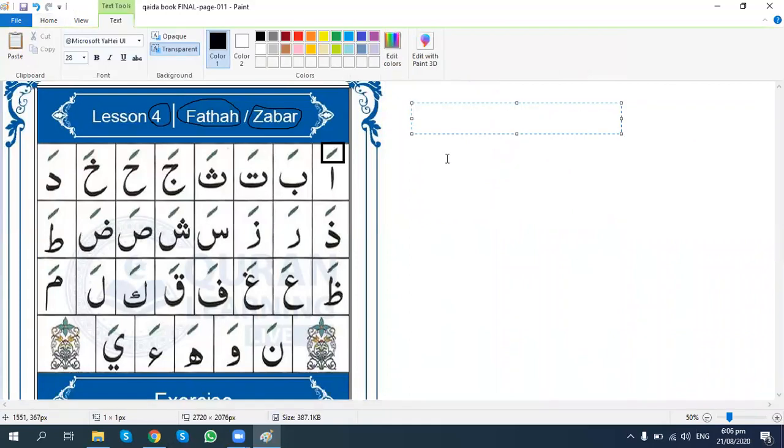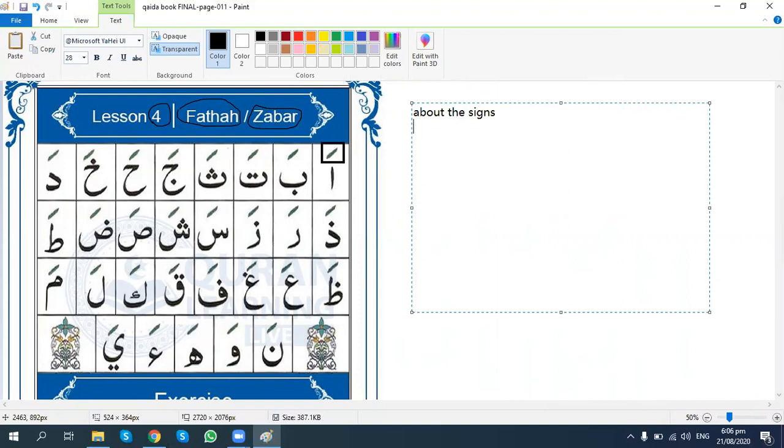So first of all, you tell your student about the signs. As I told you, sometimes the signs come in the bottom and sometimes on the top. After that you can tell your student whenever.